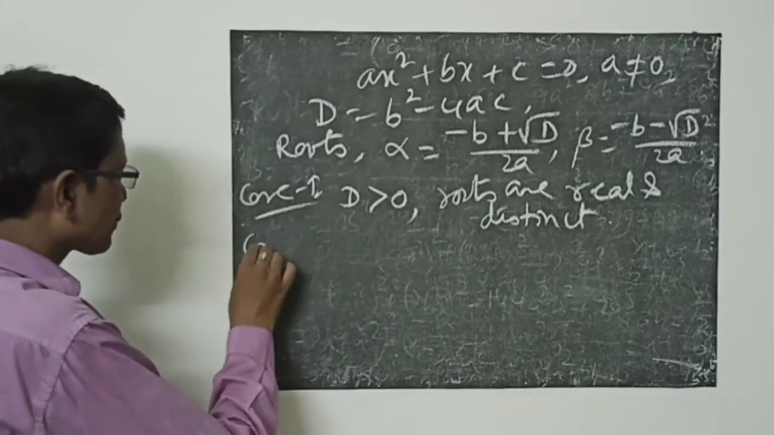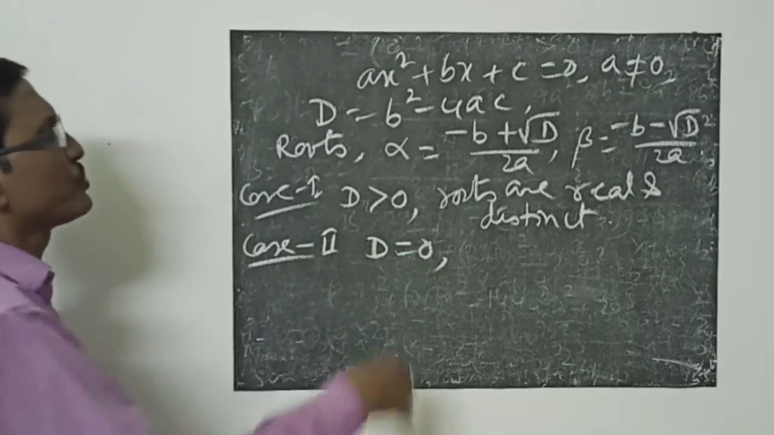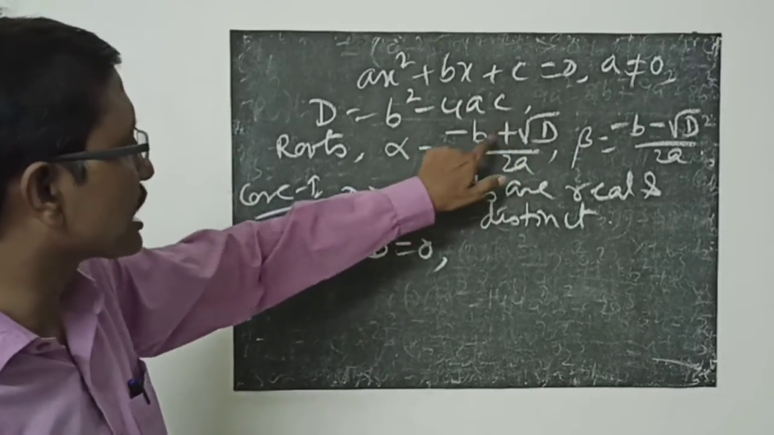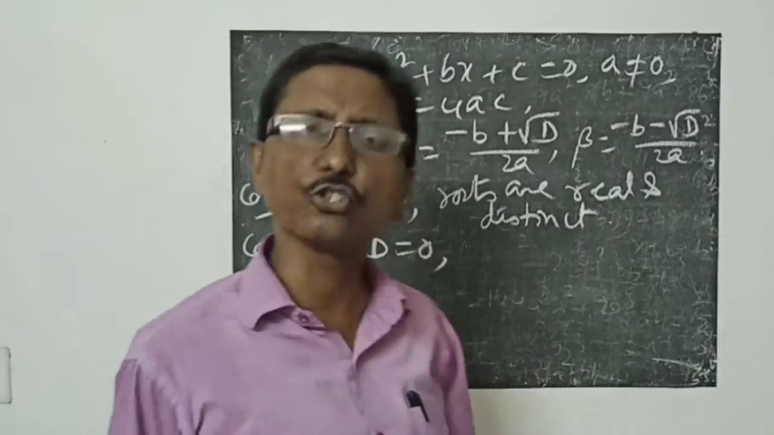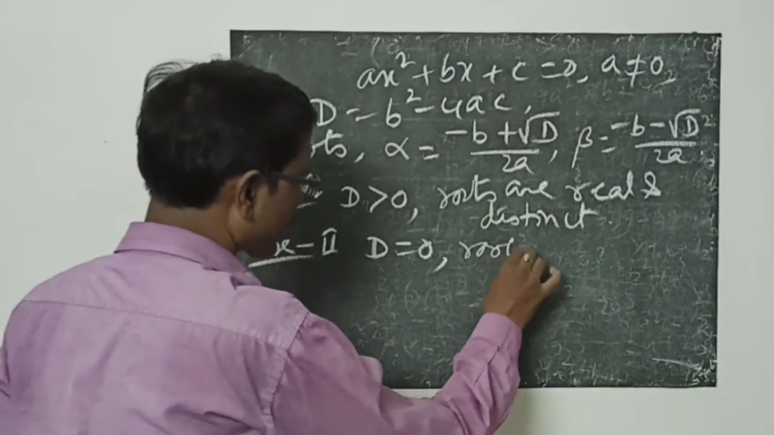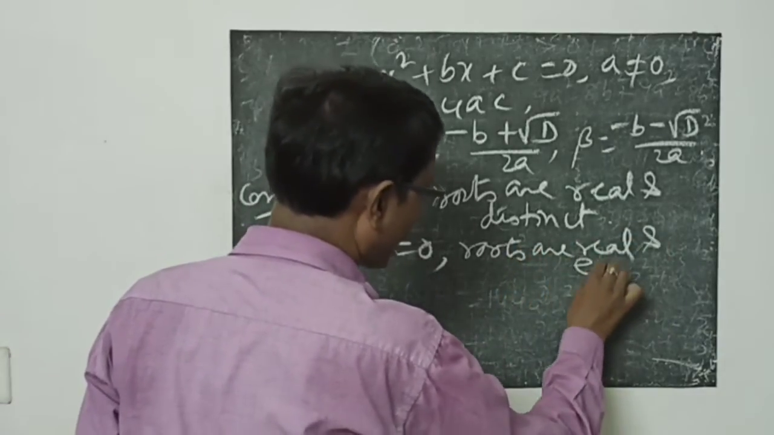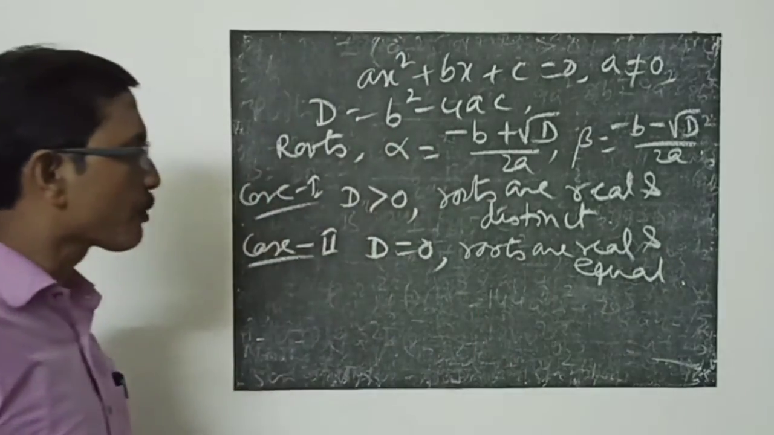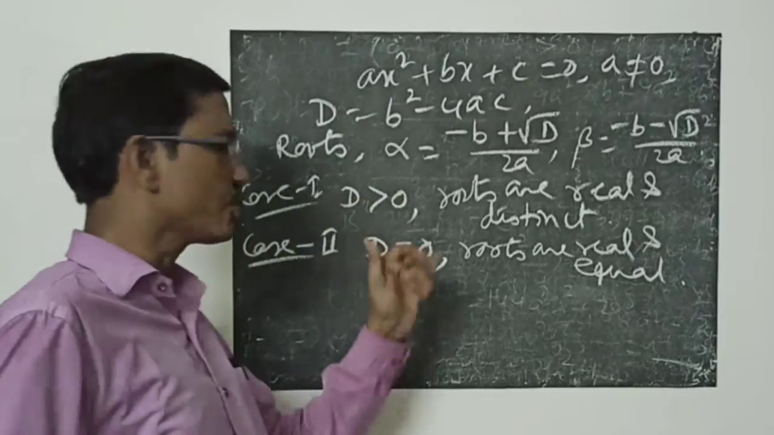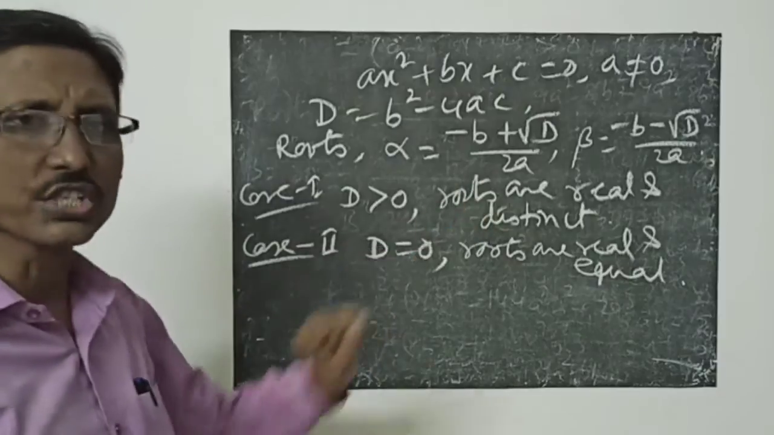Now the second case: if D is equal to 0, then root 0 is 0, so minus b plus 0 and minus b minus 0 are both the same. Therefore, the nature of the roots is that the roots are real and equal. Therefore, in both cases the roots are real. Only real means either D is greater than 0 or equal to 0. That's why we can say if D is greater than or equal to 0, then the roots are real.